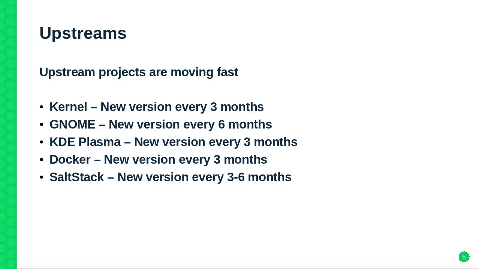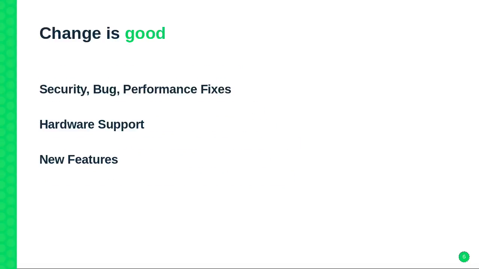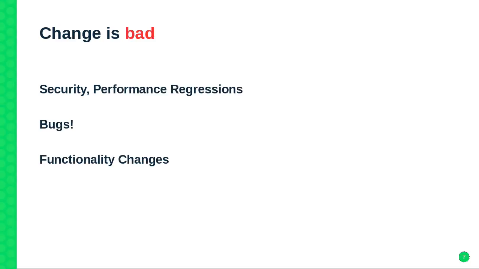So, that's great, right? That's how we get those security bug and performance fixes into the product. That's how we get the new hardware support into the products. That's where we get those new features, besides the ones we're developing ourselves inside SUSE, of course. But that's also where all the risks and the negative issues come from. It's by introducing these new factors that we start getting security and performance regressions. It's where bugs come from. And it's also where functionality changes come from. It might work, but it might not work in the way you expected based on the previous version. And so, all of this is a never-ending saga when you're dealing with upstreams.